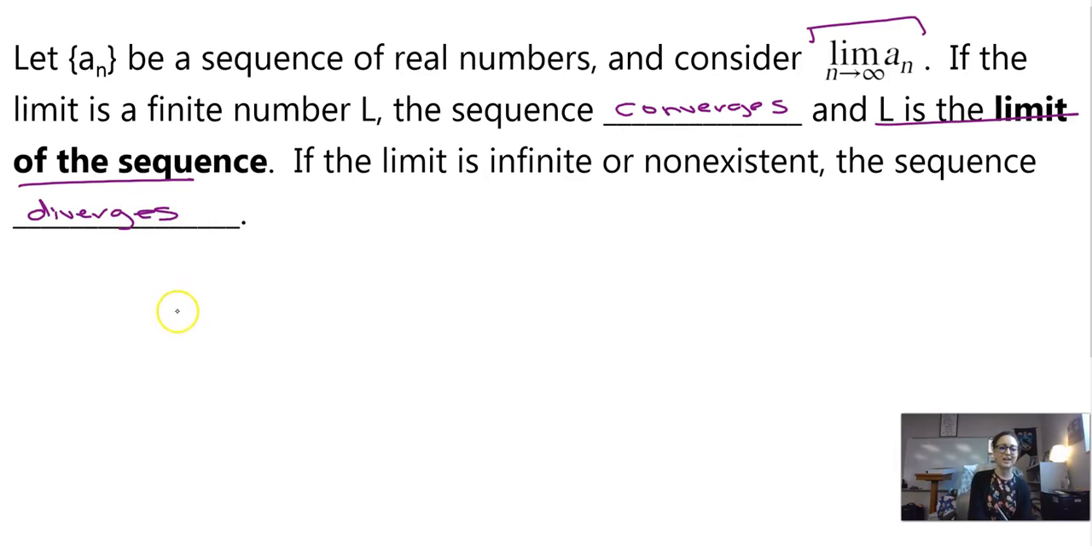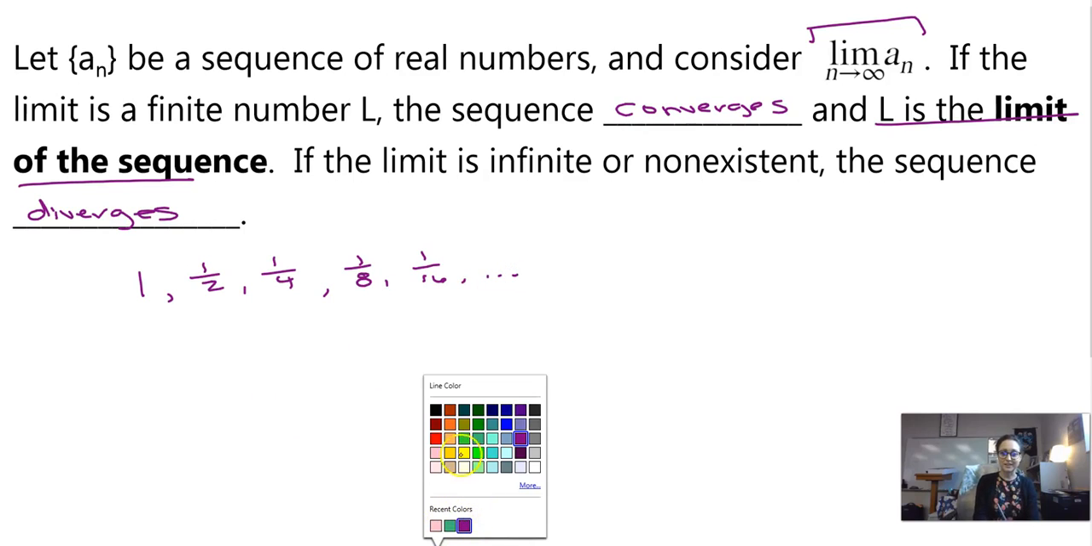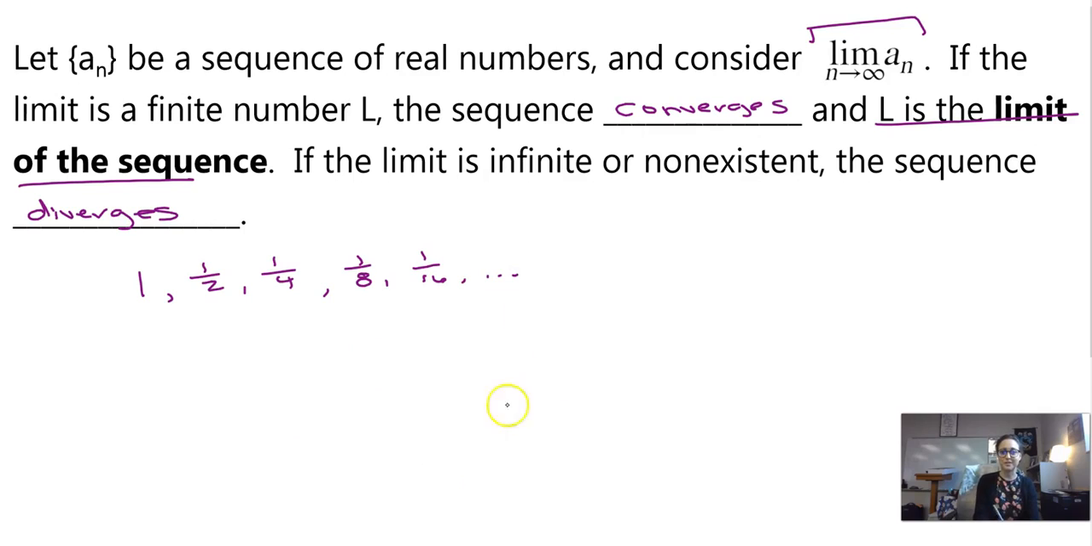Let's say I've got this sequence, 1, and then I take a half of that, which is a half. Then I take half of that, which is a fourth. And then a half of that, which is an eighth, and then the 16th. And let's say this goes on forever and ever. Is there a limit? Is this approaching some certain number? Yeah, this is approaching 0. So this is said to converge to 0.